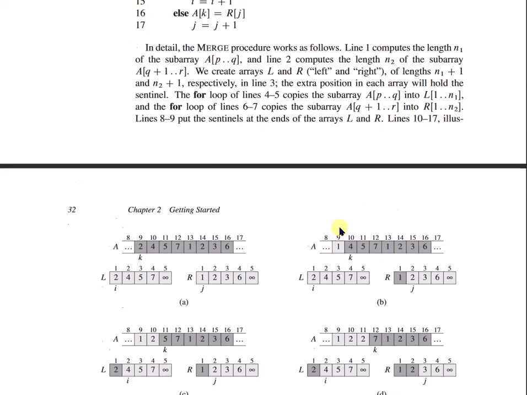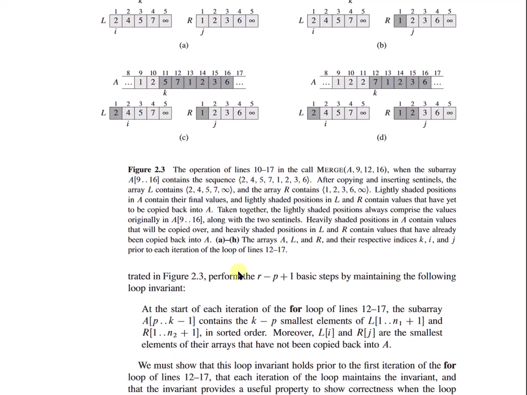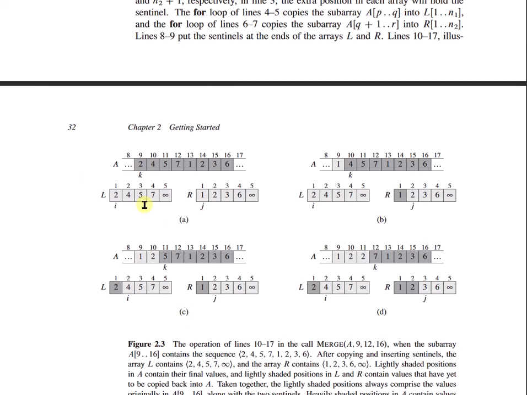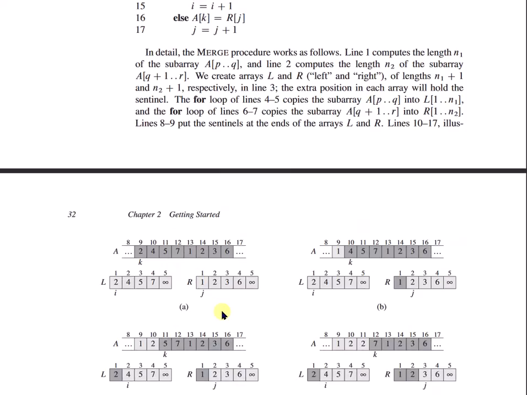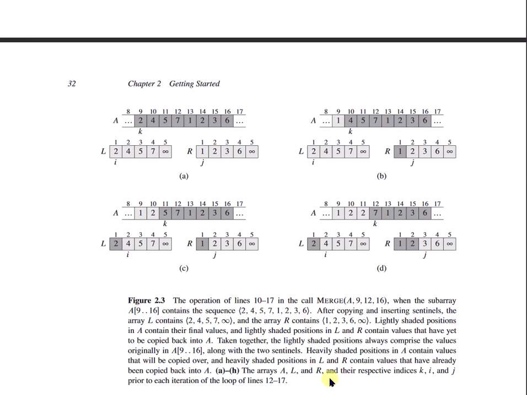This is the main algorithm. Illustrated in figure 2.3, it performs the r minus p plus 1 basic steps by maintaining the following loop invariant. At the start of each iteration of the for loop of lines 12 to 17, the subarray A[p to k minus 1] contains the k minus p smallest elements of L and R. Okay, I'm lost for a second. Let us see the figure, maybe we will understand. The operations of lines 10 to 17 in the call merge(A, 9, 12, 16).